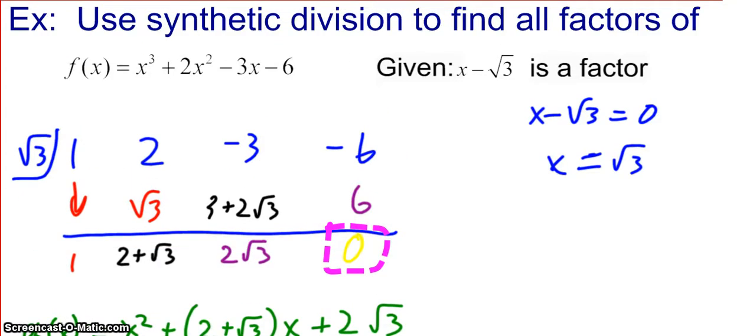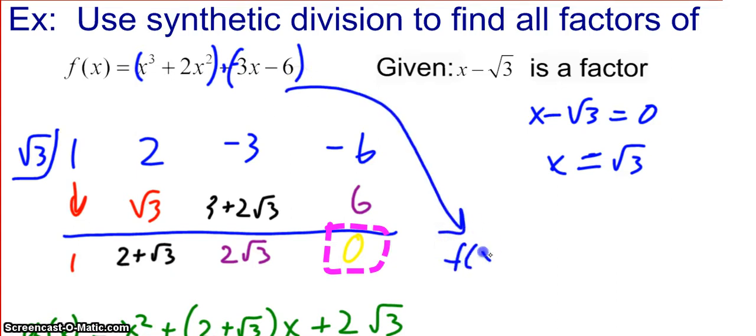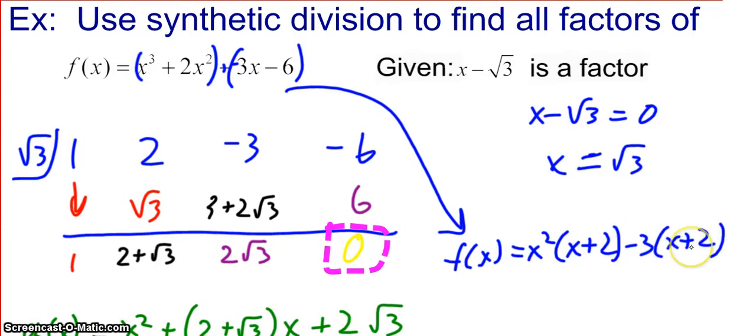Now, another thing to point out about this problem. I asked you, or told you, to do it using synthetic division. Could you have done this a different way? Yes, that was a loaded question. So we could have also, if I just said find all of the factors, you could factor this by grouping. So if I bring this over here, I can say f of x equals x squared times x plus 2. Factor out a minus 3 times x plus 2.